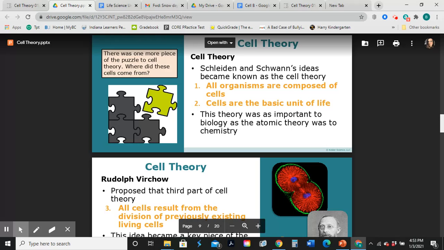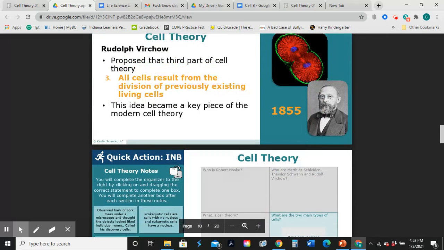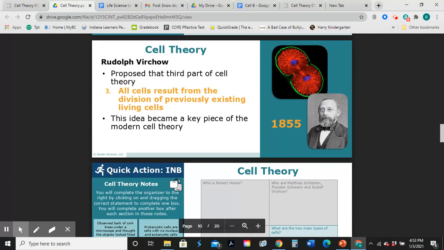There were more pieces of the puzzle to the cell theory. Where did the cells come from? Rudolf Virchow proposed that the 3rd part of the cell theory, number 3, is all cells result from the division of previously existing living cells. This idea became a key piece of the modern cell theory.